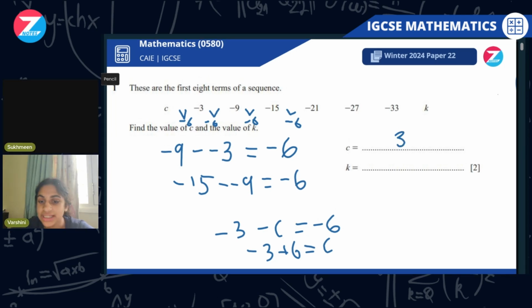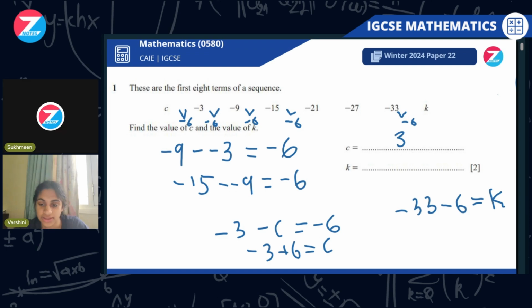Okay, so now we just need to do the same thing for K. So again, we know that the difference between these is minus 6, and we know minus 33 minus 6 is going to equal K. So now we just have to do minus 33 minus 6. If you put that right in your calculator, you'll get minus 39.